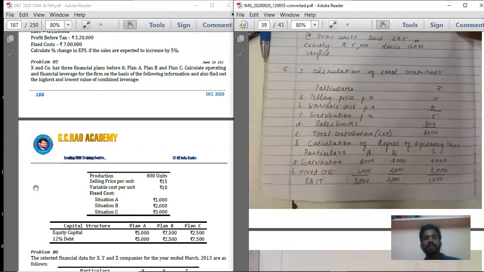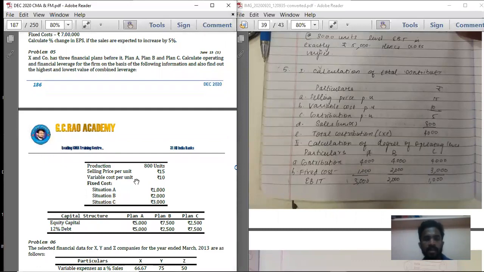Problem number 5. X and Co has 3 financial plans: Plan A, Plan B, and Plan C. Calculate the operating and financial leverage for the firm on the basis of the following information, and also find out the highest and the lowest of combined leverage. They are asking us to find out the highest and lowest of combined leverage for each plan.